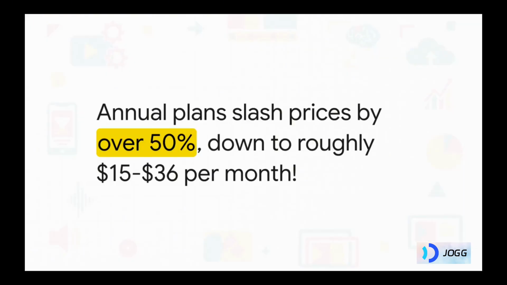Let's move on and see how this builds when you start looking at the bigger picture. If you are willing to commit, the savings become massive. Right now, annual plans slash the price by over 50%. This brings the effective monthly cost down to roughly $15 to $36 depending on the tier you choose. At that price, getting access to top-tier AI avatars, auto-scripting, and flagship models like VO3 makes Jogg AI a true budget-friendly powerhouse for absolutely any brand.